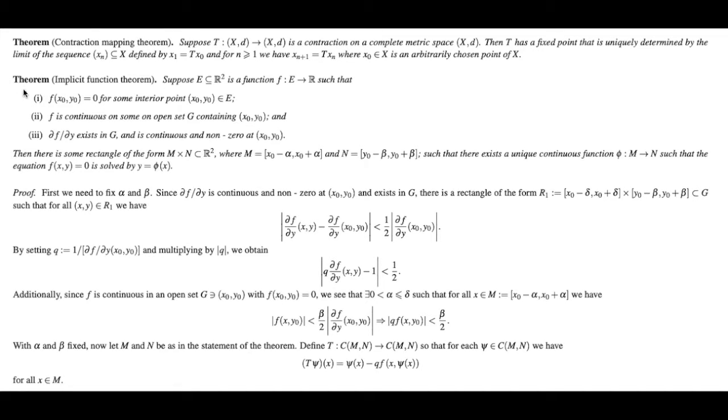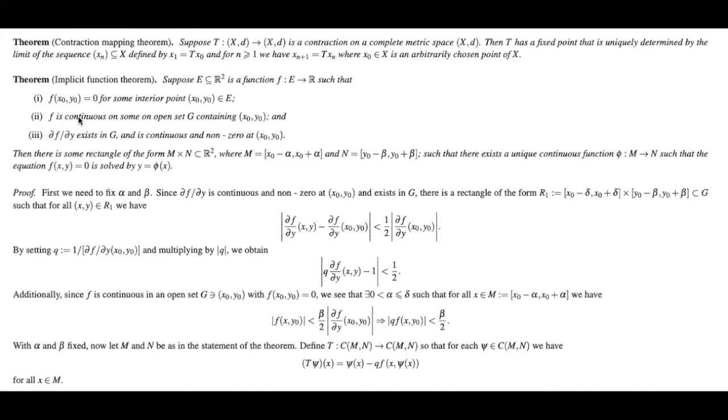With that being said, now let's look at the main theorem, the main highlight of this video, the implicit function theorem. So if E is a subset of the Euclidean plane R squared, and we have a function f from E to R such that it satisfies three different conditions listed here. The first being that f is 0 at a particular point (x0, y0), where this point is an interior point of E.